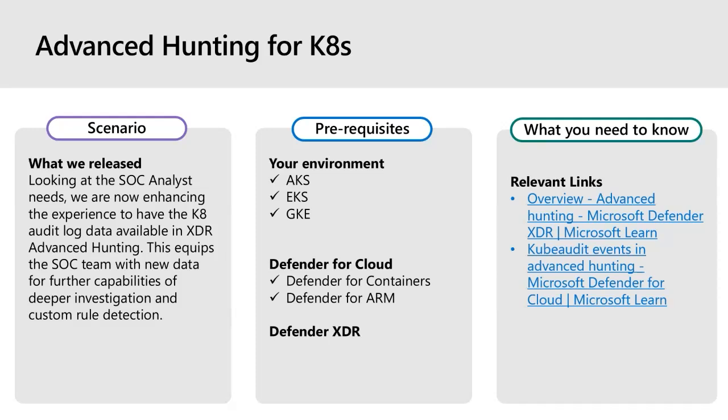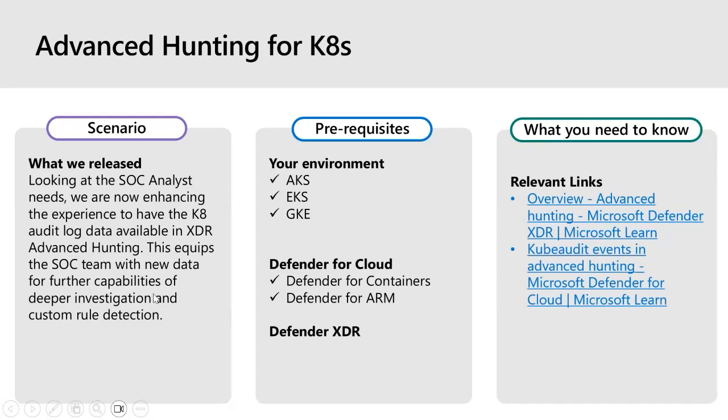And next, the next capability that we have is the advanced hunting for Kubernetes. So as I said, Kubernetes Kube audit events in Azure and Resource Manager Cloud Audit are available in advanced hunting in Microsoft XDR portal. So just to give a context here, what is Kube audit logs? Kube audit logs will capture all the activities generated by users, by applications that use the Kubernetes API, and by the control plane itself. So Kubernetes Kube audit events from Azure AKS, AWS EKS, Google GKE, and on-prem Kubernetes logs are sent to the XDR portal.